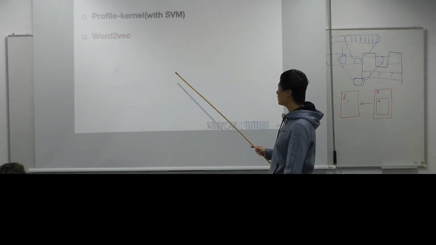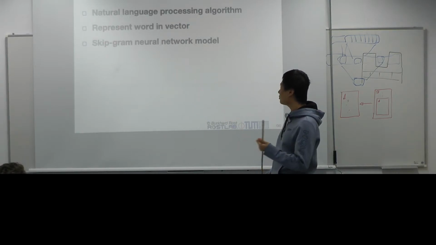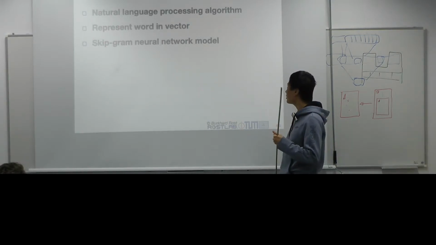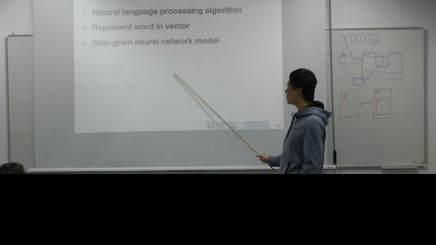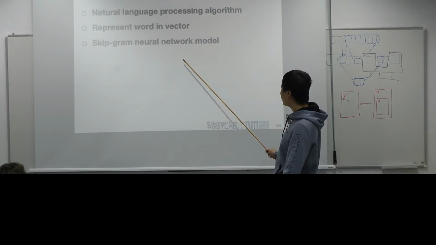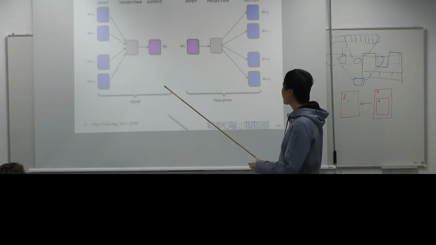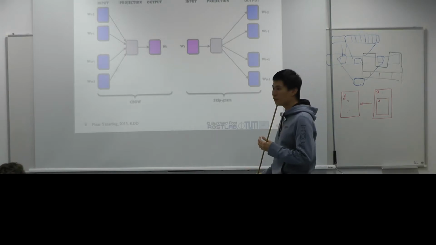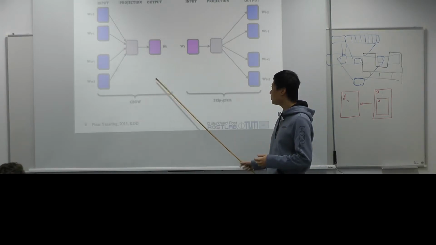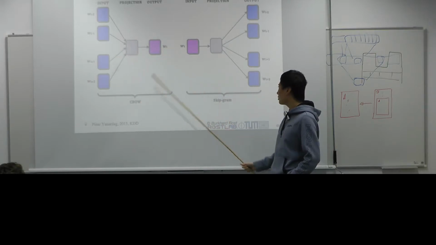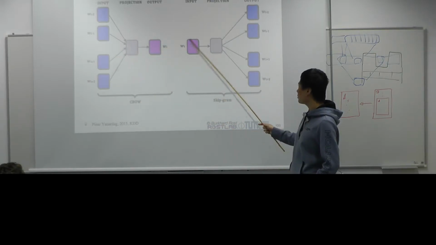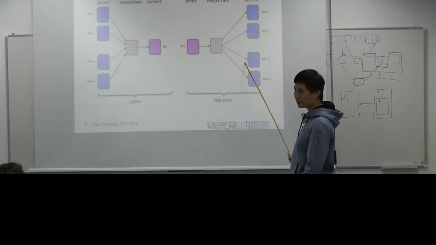The second method I tested is Word2vec. Word2vec is a natural language processing algorithm which can represent a word as a vector. I used the skip-gram neural network model. There are two different models for Word2vec. First is called CBOW, which means you use the neighbor words to predict the central word. Skip-gram means you use the central word to predict its neighbors.